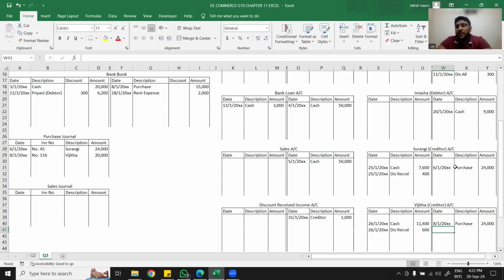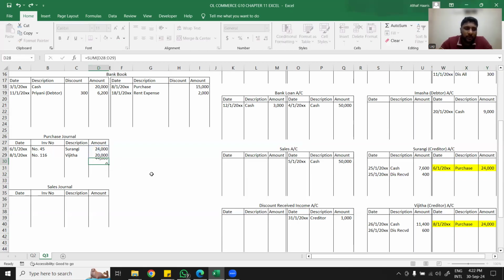So if you take Surangi, these two entries, we have recorded only the credit entry. You have to record the debit entry. Now get the total of the purchase journal. 31st January 20XX. This is transferred to the purchase account.